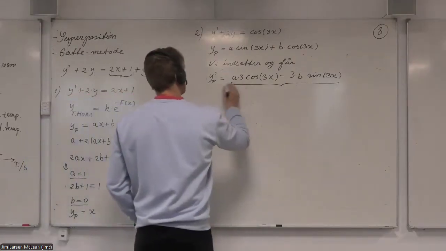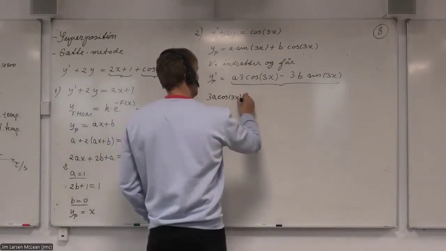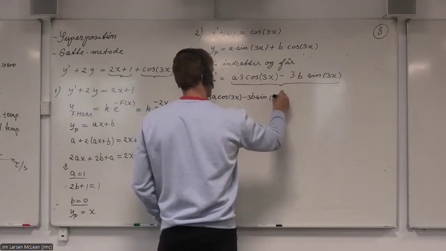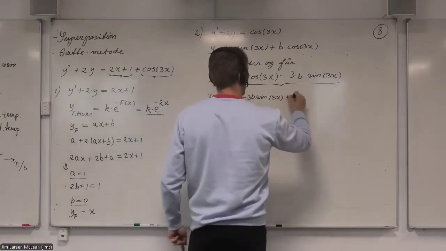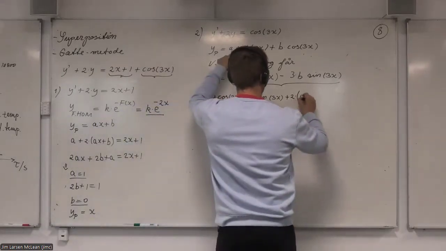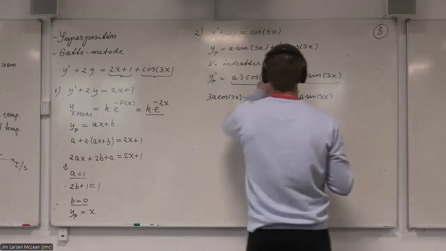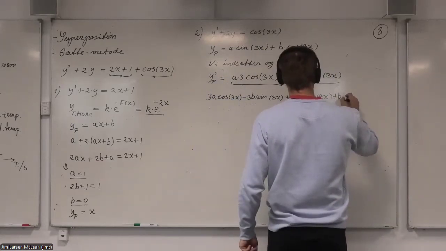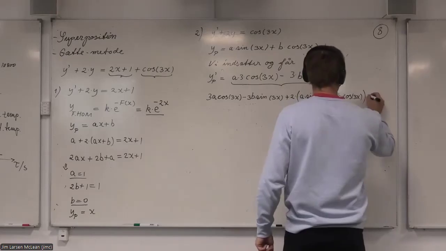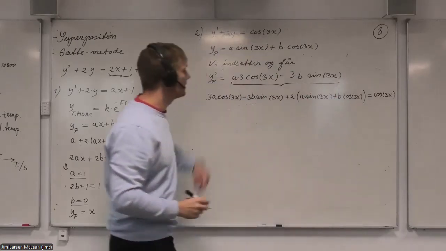So I am now getting 3a cosine of 3 times x, minus 3b sine of 3x. That was the derivative, plus 2 times parenthesis. And now I need to put a parenthesis, because there are 2 terms. It's called a times sine of 3x plus b times cosine of 3x. And all of it, what should it result in? It should result in cosine of 3x. That's the requirement. This is up there in the differential equation. It needs to give that.